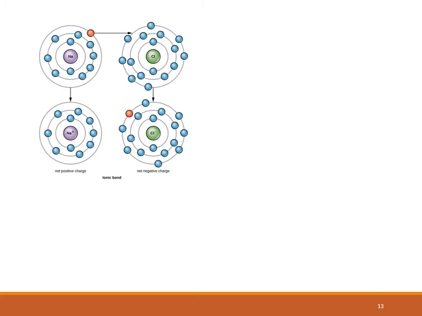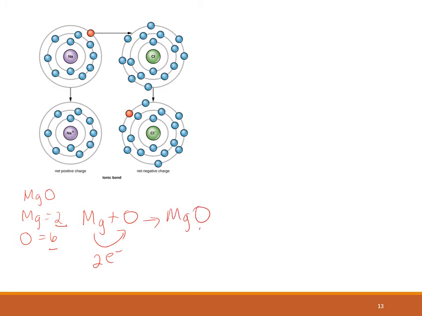Let's take the case of magnesium oxide. Magnesium has 2 valence electrons. Oxygen has 6. It is more energy efficient for magnesium to lose 2 electrons than to accept 6. It is more energy efficient for oxygen to receive 2 electrons than to give away 6. So, magnesium can donate its 2 electrons to oxygen to form magnesium oxide. In this way, oxygen now has 8 valence electrons.